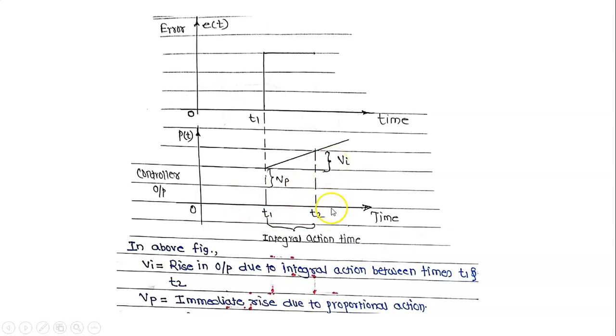Here we have calculated the output when time changes from t1 to t2. That's why this is known as integral action of time. In the above figure, Vi is equal to the rise in output due to integral action between times t1 and t2. Vp is equal to the immediate rise due to proportional action.